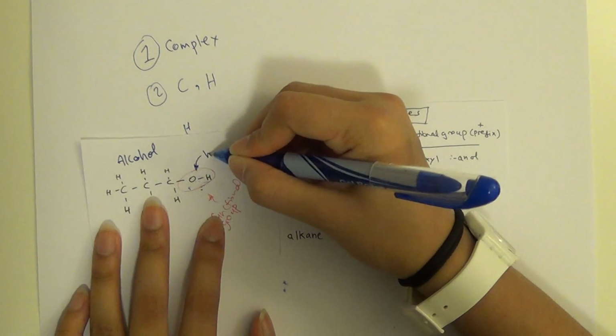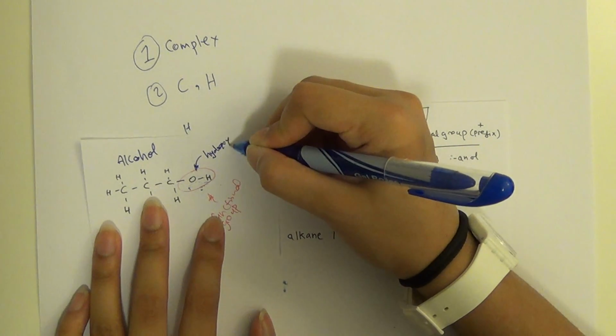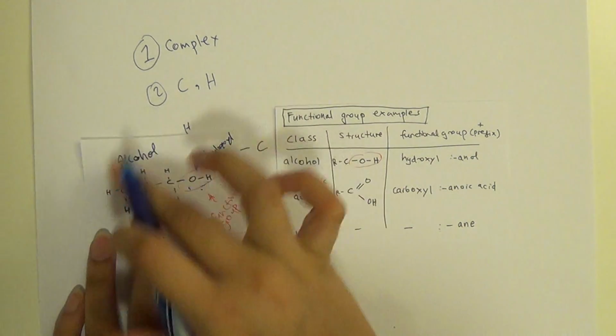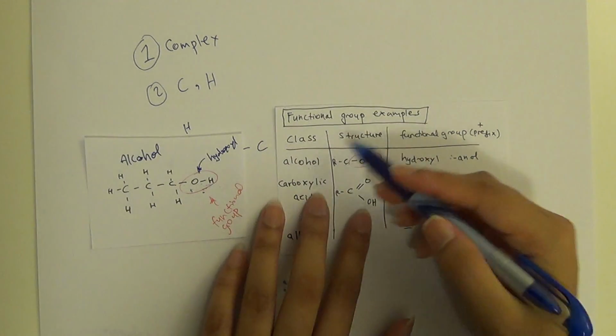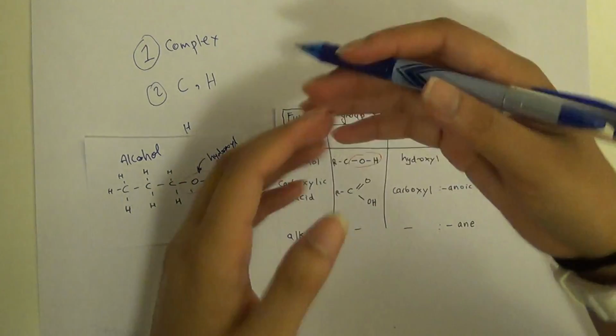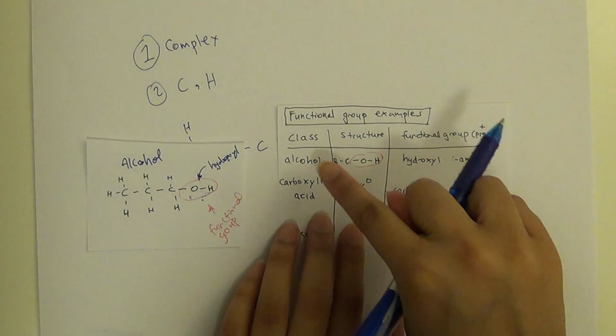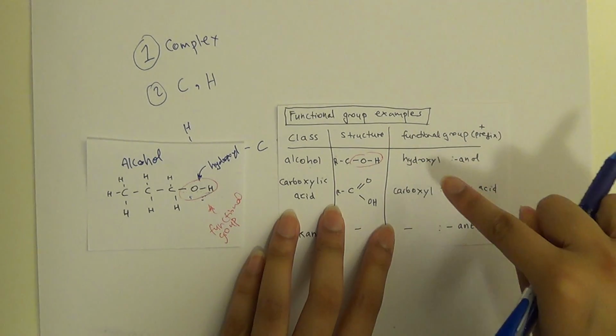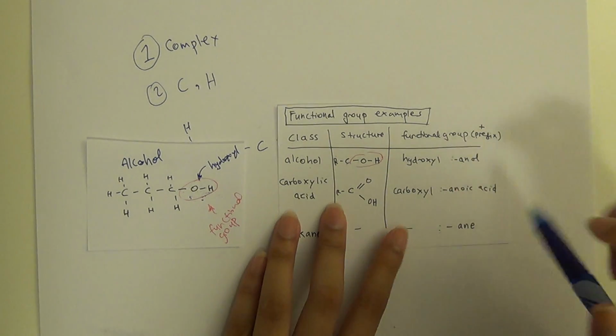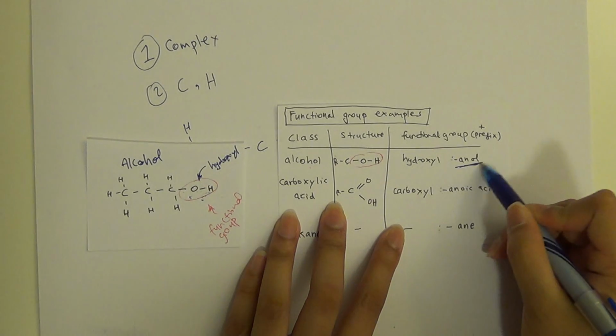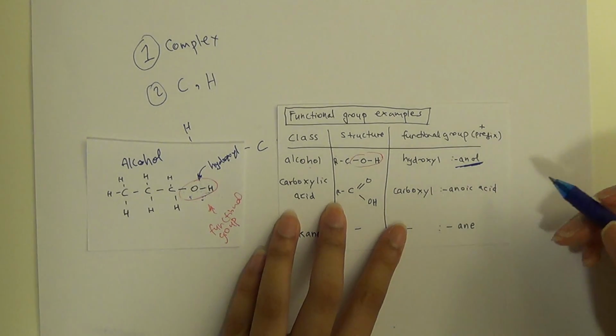So this is called a hydroxyl. The O to H is called hydroxyl. And this whole compound's class, or the type of it, is an alcohol. So now that you know it's an alcohol, you can figure out what the ending of this compound is. As I've written here, the ending to any alcohol is anol.